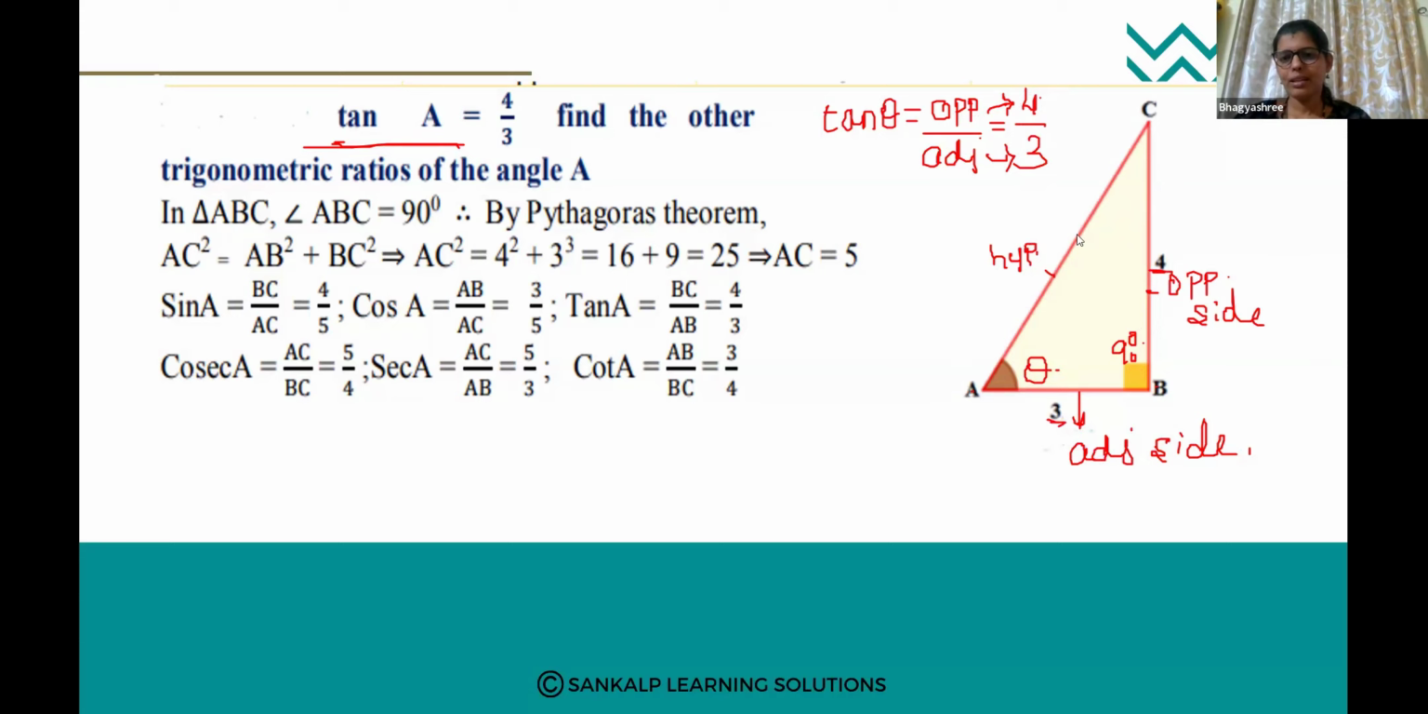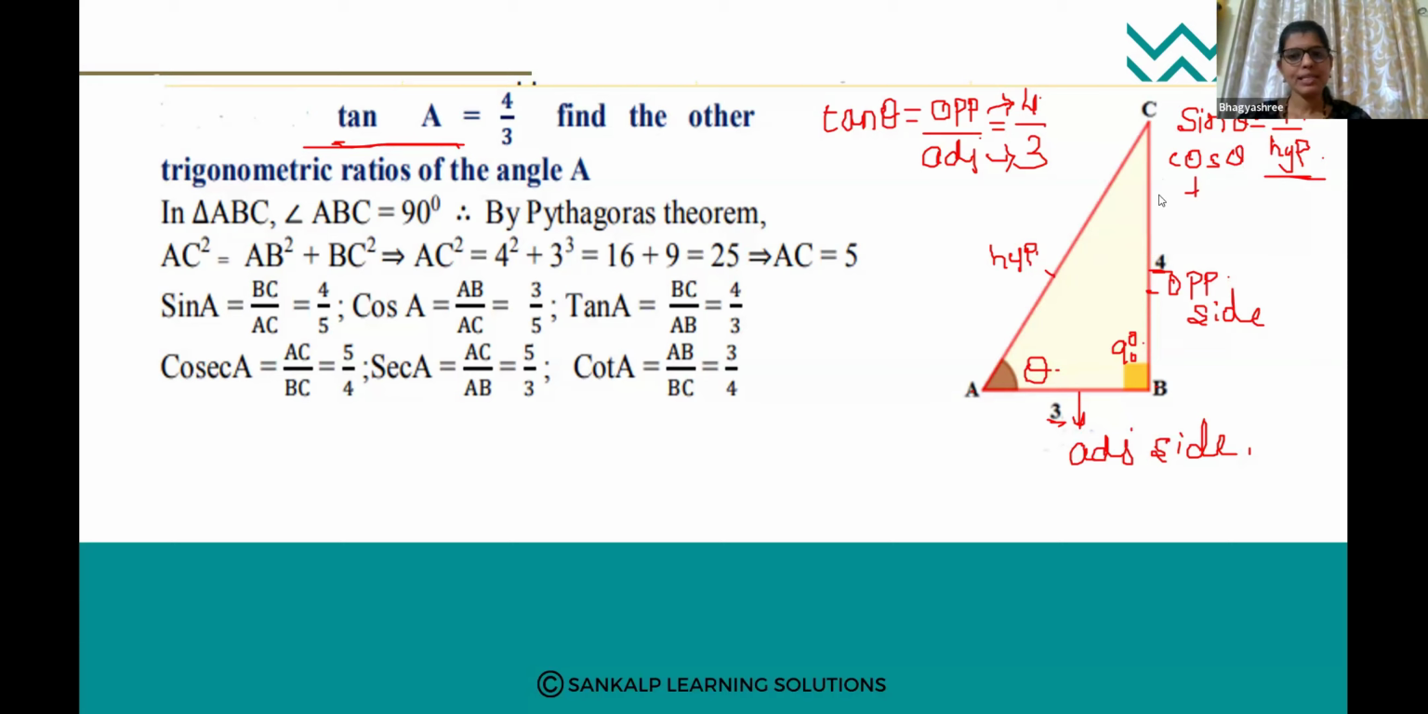But what we need to find out is, we need to write other trigonometric ratios. Other trigonometric ratios means sin theta, cos theta, tan theta, cosec theta, sec theta, cot theta. But for sin theta, what do we want? We want opposite side divided by hypotenuse. Right? But here we know the value of opposite and adjacent side only. We don't know hypotenuse. So first we need to find out the value of hypotenuse.